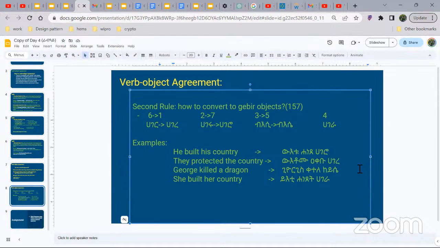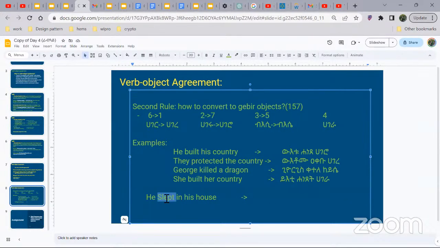So if you had a sentence like: he slept in his house. Okay, he slept in his house. So would you say it this way? First, pay attention.